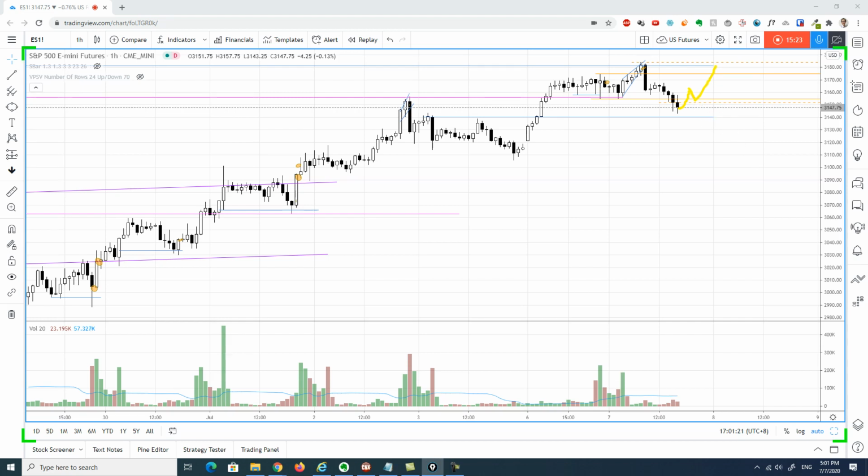So I think this is pretty much it for the potential setup. I talked about the bias, the key levels, and also the potential setup. I think this is pretty much the end of the video.